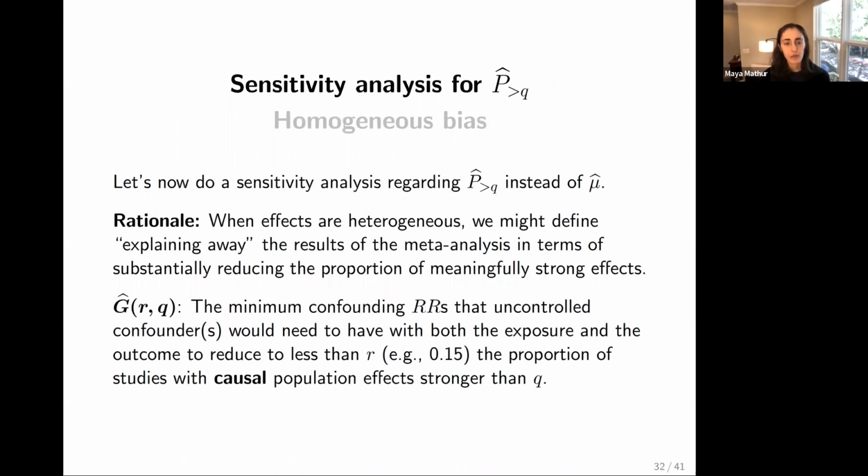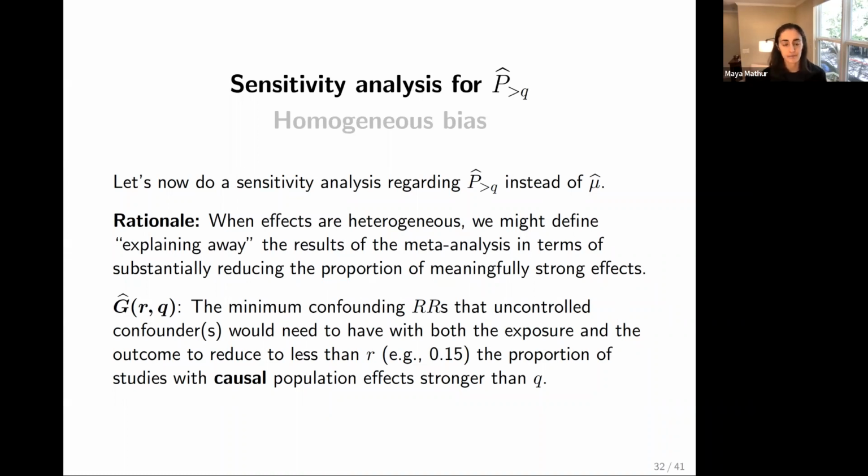Okay, so now what if we consider the possible effects of confounding? Let's do an analog to the e-value now that is considering this proportion of meaningfully strong effects, p hat, instead of the pooled point estimate, mu hat. The rationale is that when effects are heterogeneous across studies, we might define explaining away the results of the meta-analysis in terms of substantially reducing the proportion of meaningfully strong effects. Right now, we're going to consider bias that is homogeneous across studies, meaning it's of the same strength in all the studies in the meta-analysis.